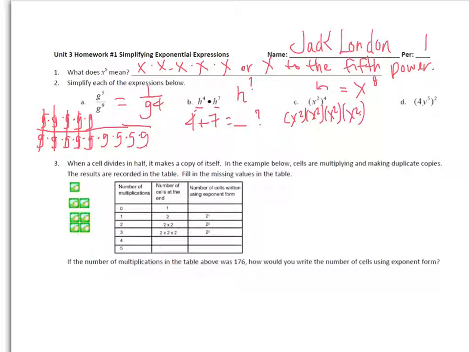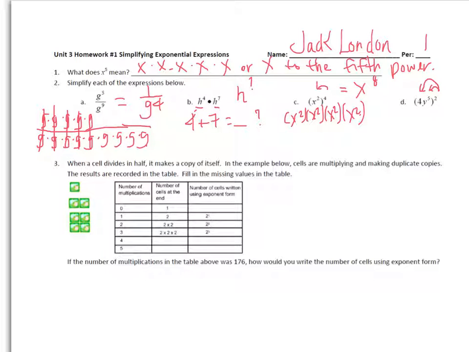Remember, when you are multiplying your parenthetical exponential expressions, you have to multiply every expression in there. So for D, for instance, it says 4y to the fifth, and the whole expression is squared. That means you take that 2 and you put it on the 4 and on the y to the fifth to get your answer. So 4 to the second power, y to the 10th.